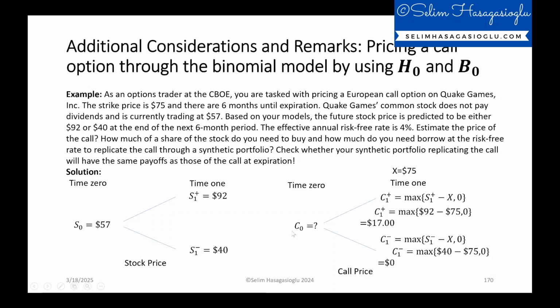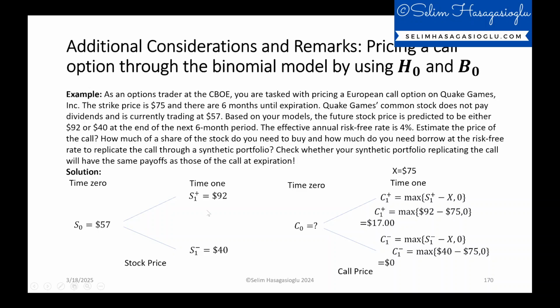So again, we will create our diagrams for the stock price and call price. S0 should be equal to $57, the current price of the underlying asset, and the stock price can be either $92 or $40. The price can either increase or decrease. And we will do the same for the call option. Remember, we are after the current price of the call option. Strike price is 75 at time 1, C1 plus.